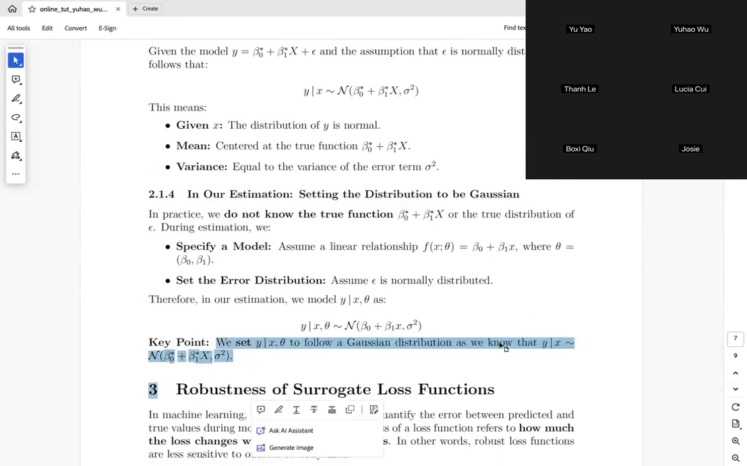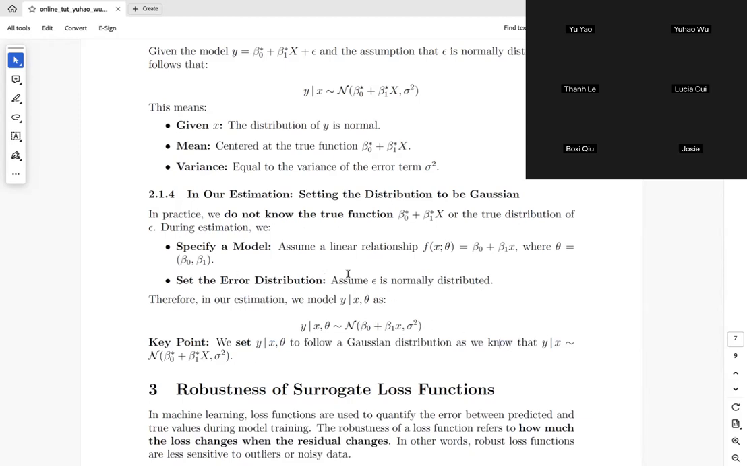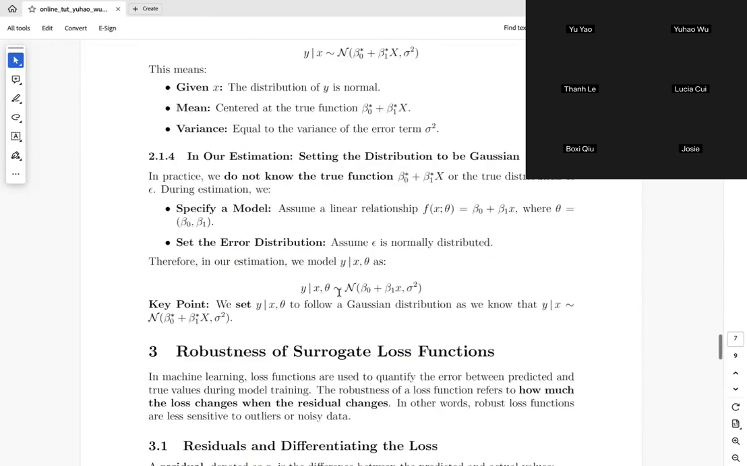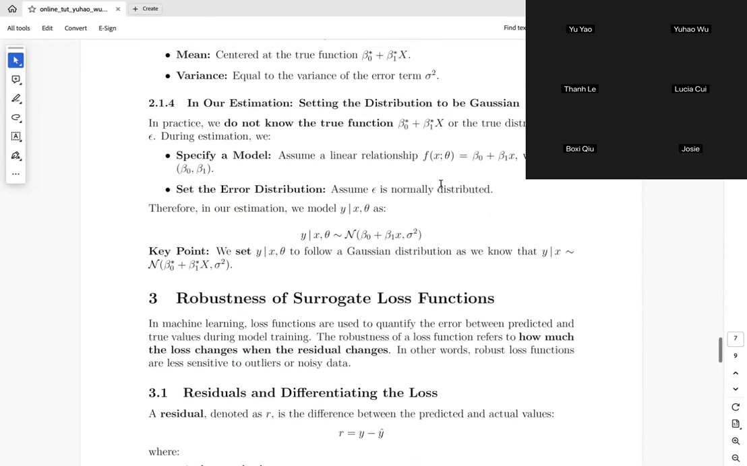Okay, so this is the formula and the intuition about why we need to assume the y, with the condition of x and theta, follows a Gaussian distribution, because we think in the optimal situation, the y is a Gaussian distribution. So we can make an assumption, because this y is from the same distribution as epsilon. Okay, so this is the explanation.